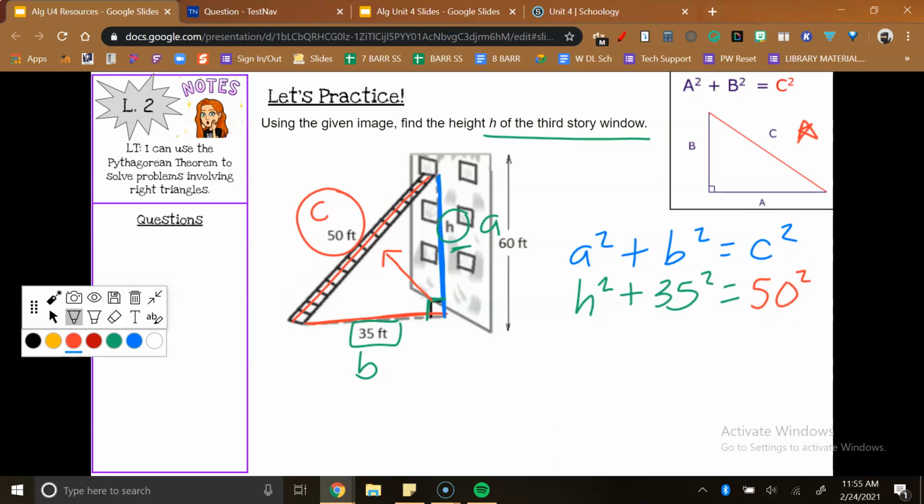And then again, we have to evaluate this. So I'd like you to pause the video, try to solve for H, use Edpuzzle to see if you're right, and if you need, reach out to Ms. Tidrick to get some help to finish solving this problem.